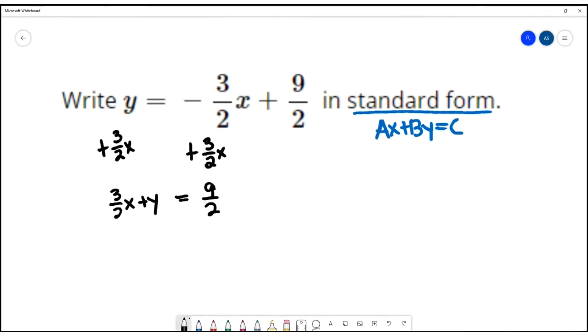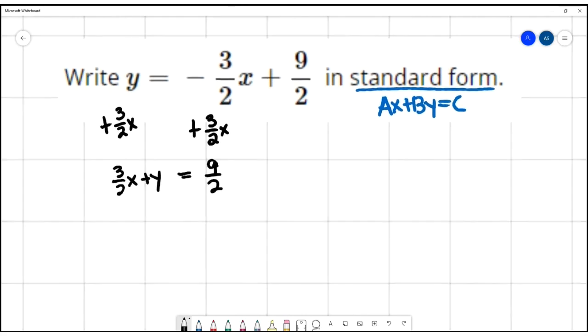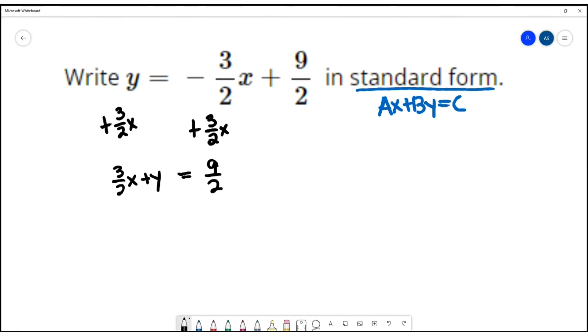Now we do have the x and y terms on one side and the constant on the other side, but we want to take this a little bit further. We don't want to have any fractions in our answer. I'm going to clear fractions by multiplying both sides by 2. We'll distribute that 2 to both terms. It cancels when you multiply by the first term, so we get 3x.